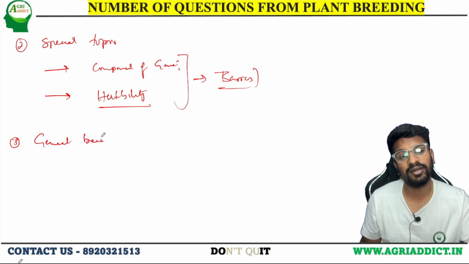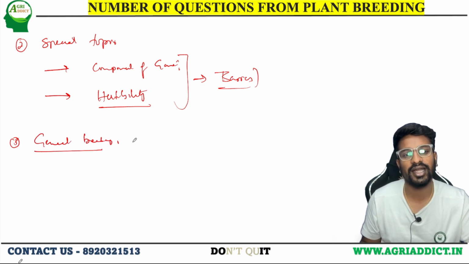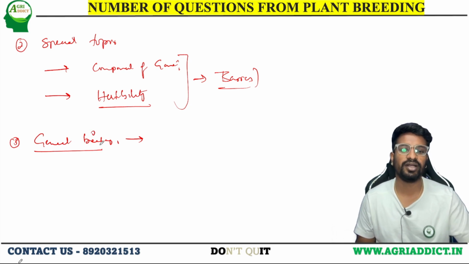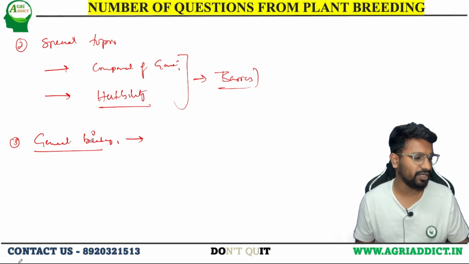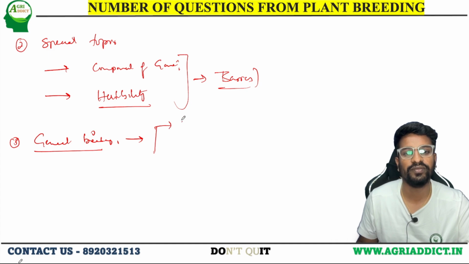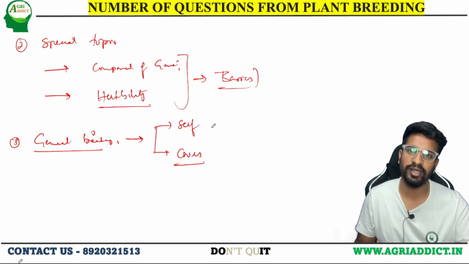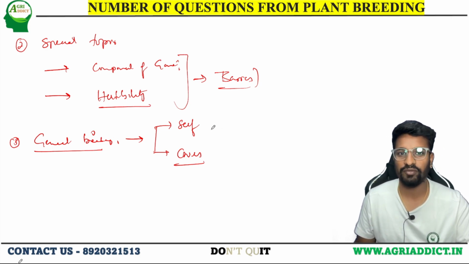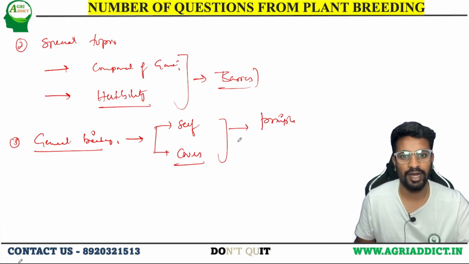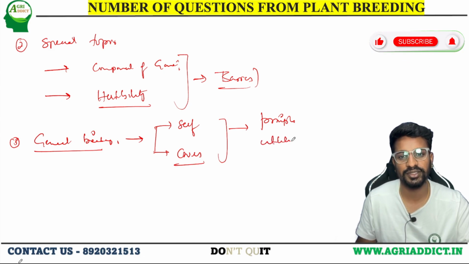See, what are general breeding methods? What are the things that you have to remember and read? The first thing is that you have to differentiate between the breeding methods for self-pollinated crops and the breeding methods for cross-pollinated crops. Once you differentiate, you have to know the principle of each breeding method, its utility, like where it is used, and the methodology.